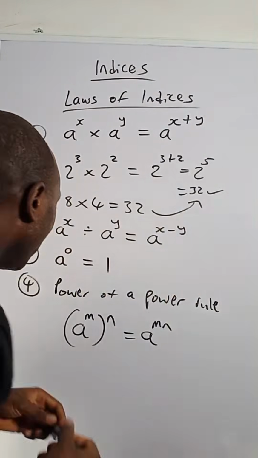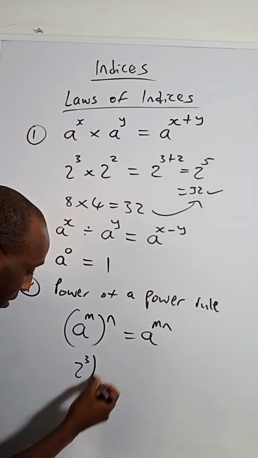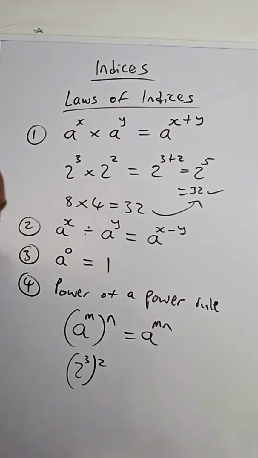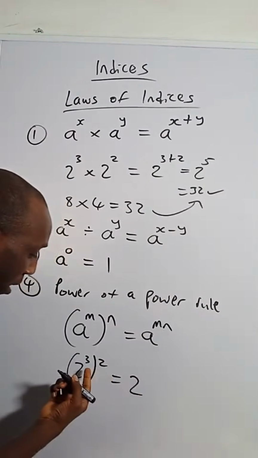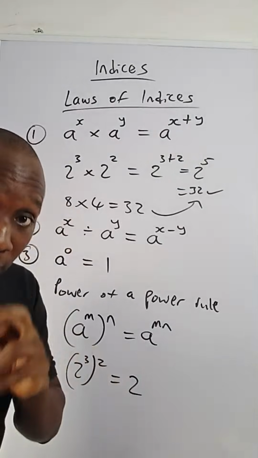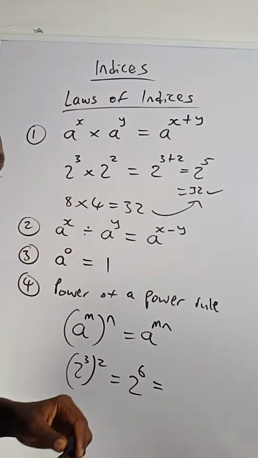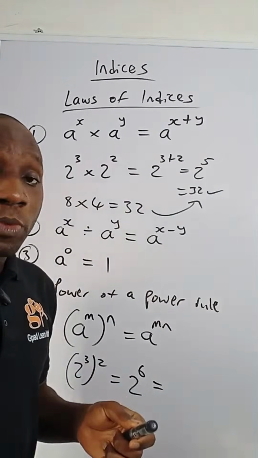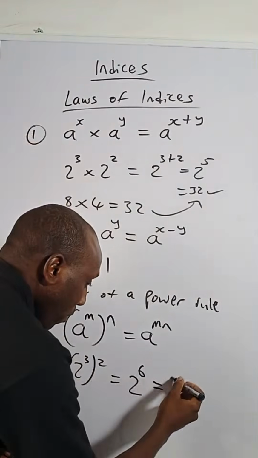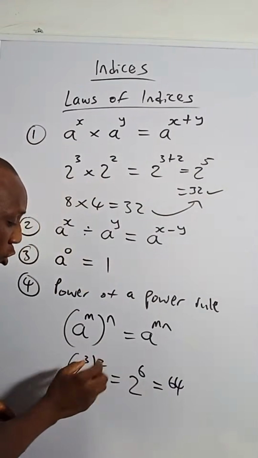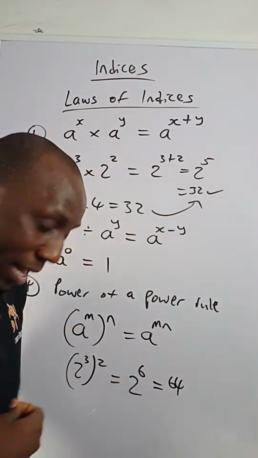So let's quickly do a test here. Let's say you have 2 raised to power 3, and then with the exponent of 2. So using this law now, this is going to be 2 raised to power 3 times 2. That's what? 6. And what is 2 raised to power of 6? That's 2 times 2 times 2 up to 6 times, right? That would be what? 64. How about if you don't want to use this power of a power rule and you just want to do it without using that rule?